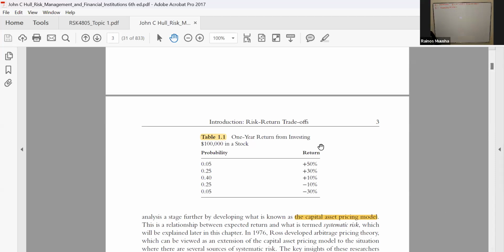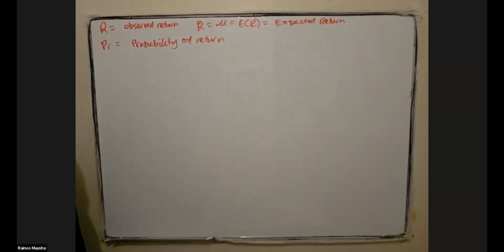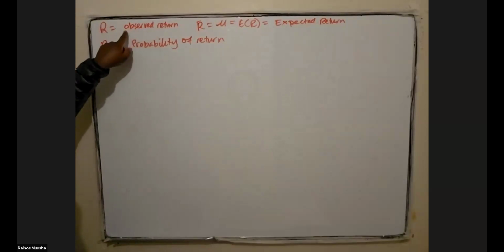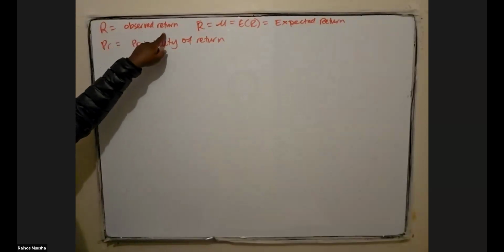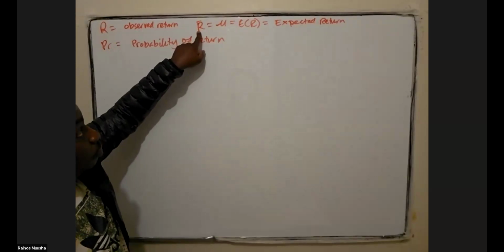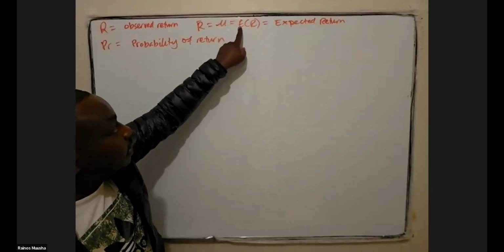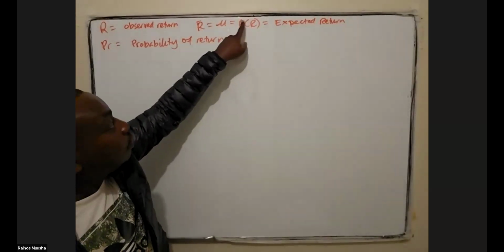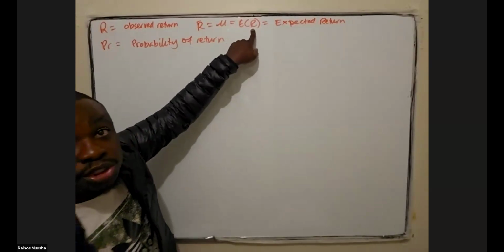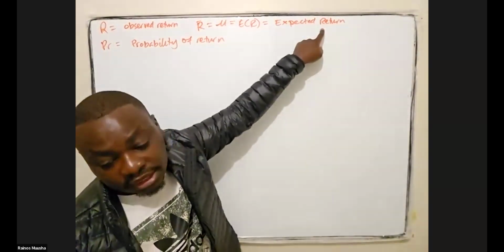So from the information, they give us the returns, and then they give us the probabilities as well. Please note that as we go forward in the module, whenever we are dealing with returns, R is what we're going to use to represent observed return, which is basically the returns that are going to be mentioned in the question. R with a bar on top, or mu, or E of R, the expected return, are all different notations which are used to represent expected return.